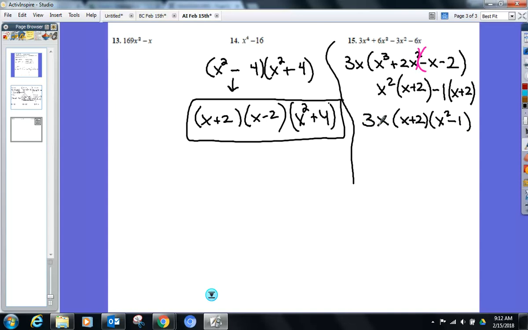Now we're getting hardcore. Look at what we just wrote up there. The x squared minus 1. That's a difference of perfect squares, isn't it? x squared is a perfect square, and so is 1, and you're subtracting. This is about as hardcore as we're getting right now. So 3x, x plus 2, one more time. What's that going to factor into? x minus 1 and x plus 1.